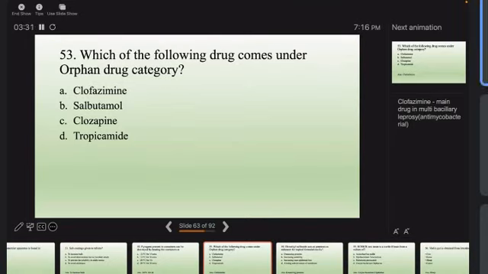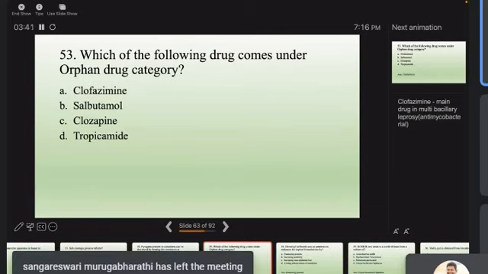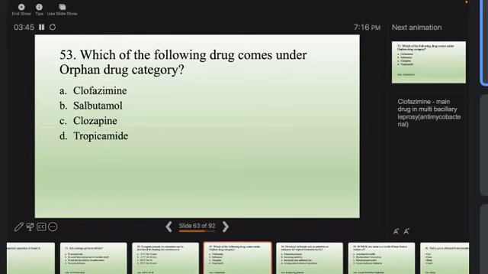Our liver can get affected in cystic fibrosis. And in case of disorders related to muscles, we have Duchenne muscular dystrophy. Most of what is known is related to skeletal muscles, which affects our skeletal muscles. Those also come under orphan diseases.